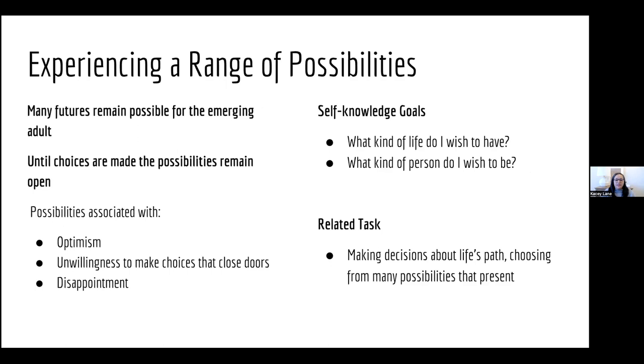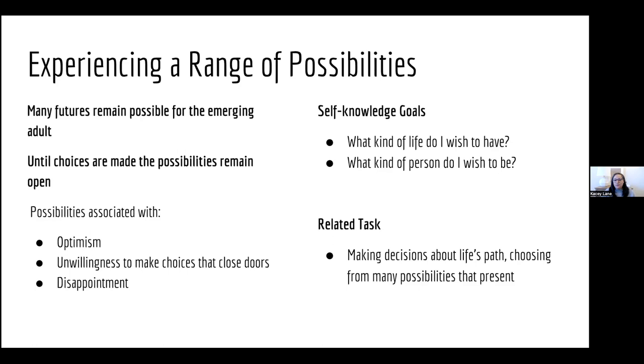Emerging adulthood can be a really exciting time because many futures remain possible for the emerging adult. And until choices are made, lots of possibilities remain open. For some, these possibilities can be associated with optimism. Emerging adults can have high hopes for the future because little has been decided. For others, it can be associated with an unwillingness to make choices that close doors.